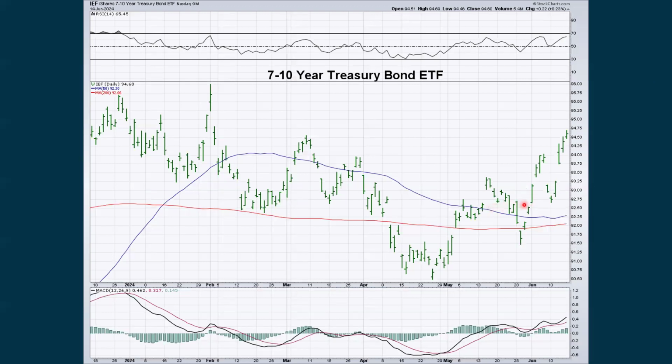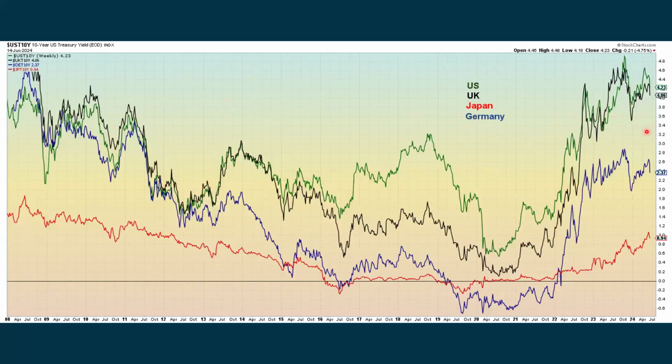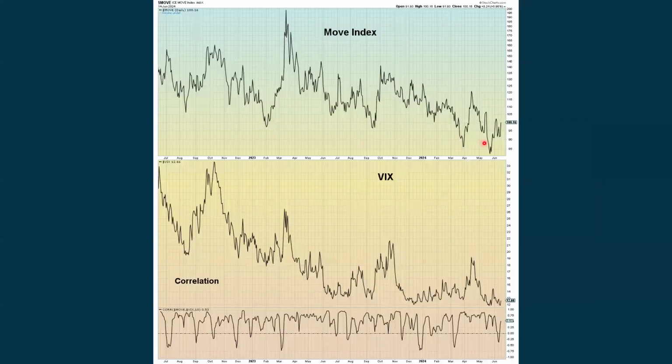This is looking at the 7 to 10-year bond ETF, where lately it's been really going up. And here's a daily chart of yields across the spectrum, where lately interest rates have been coming down. Here's a weekly chart looking internationally, where we're declining with US, UK, German, and even Japanese rates. We look at the MOVE index on top, which measures the volatility of bonds.